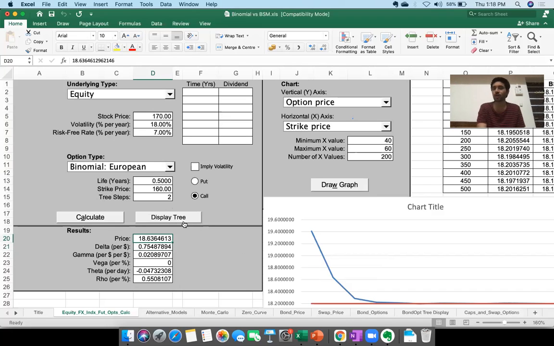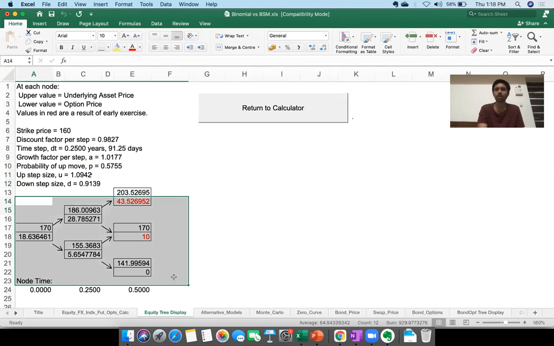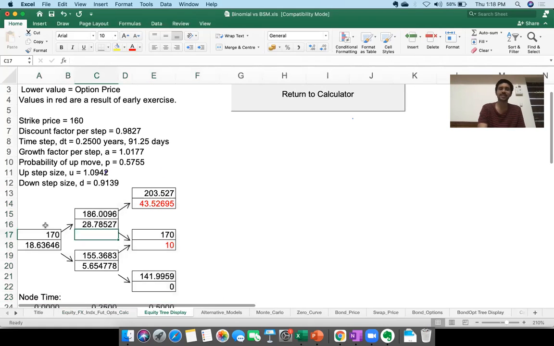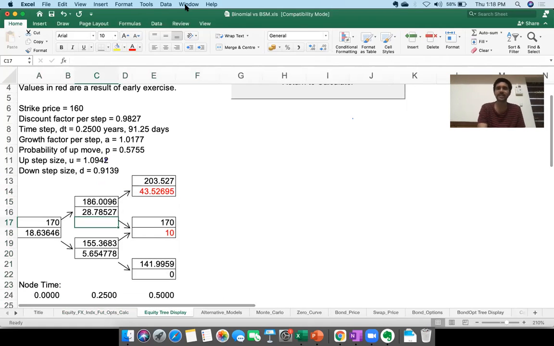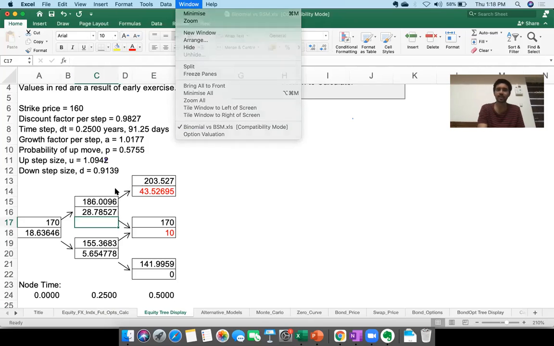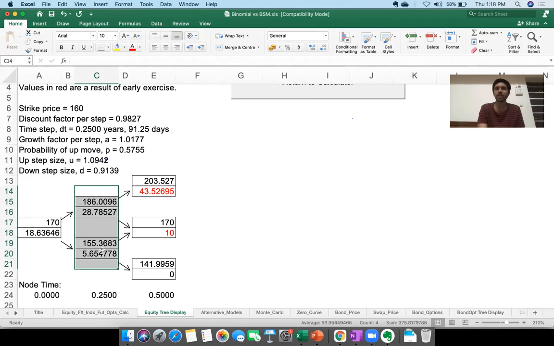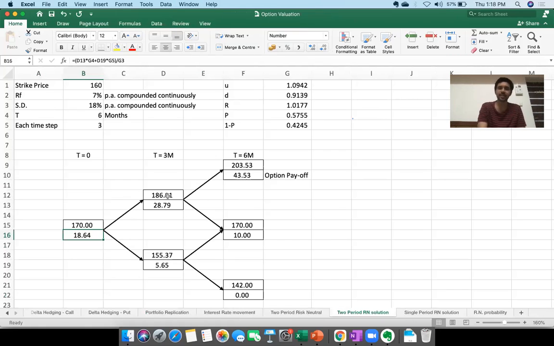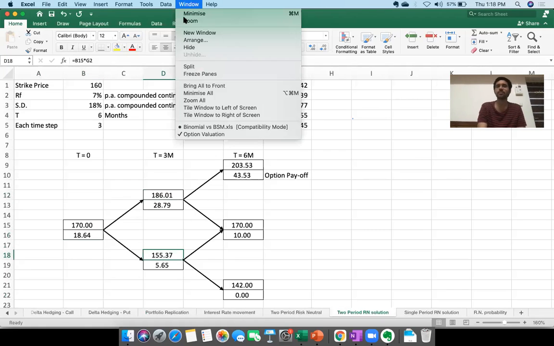And then you have an option to click on display tree. If I click on display tree, it is actually going to throw a tree on my face. And this tree is exactly going to be like what we actually constructed. If you look at it, let's take the middle node: this calculator is giving 186 and 155 at the middle node. And we also had 186 and 155 at the middle node.